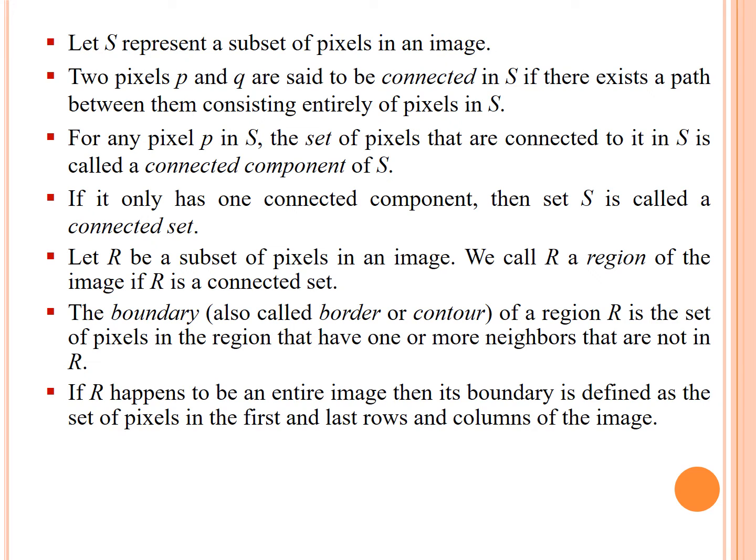Let R be a subset of pixels in an image. We call R a region of the image if R is a connected set. The boundary, also called border or contour, of a region R is the set of pixels in the region that have one or more neighbors that are not in R. If R happens to be an entire image, then its boundary is defined as the set of pixels in the first and last rows and columns of the image.